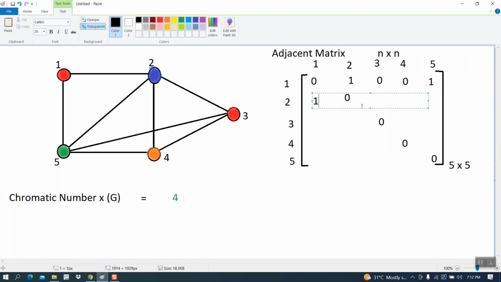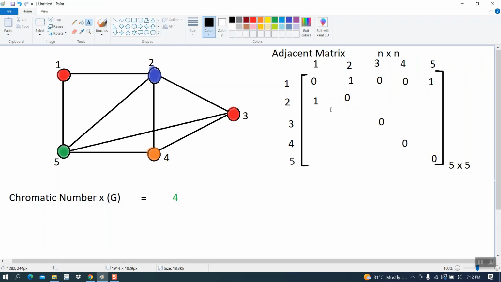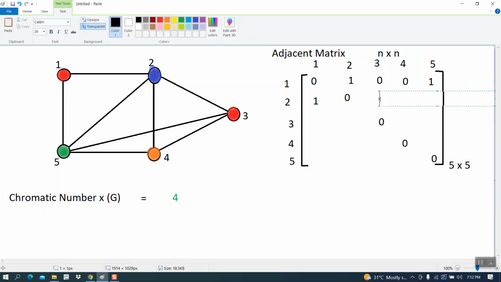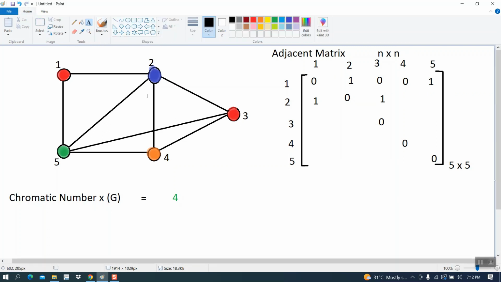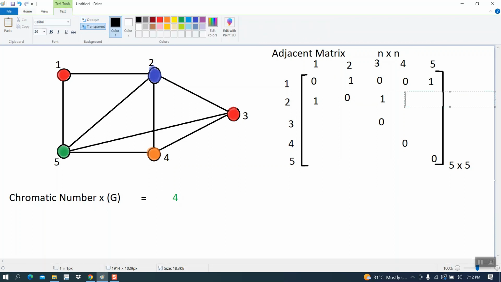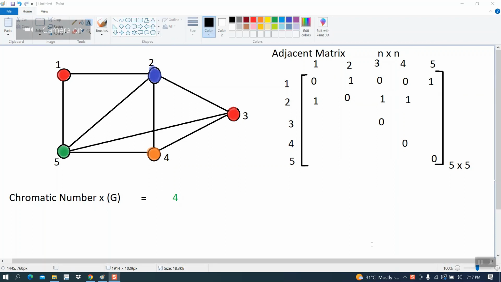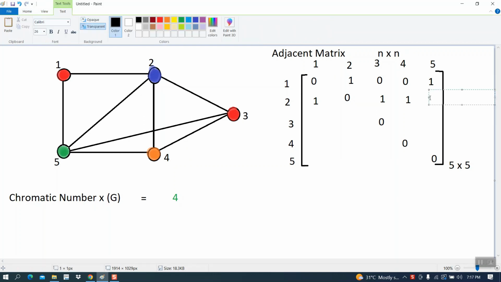Then 2 to 2, 2 does not contain any loops, so it's 0. 2 to 3, 2 can reach 3, 1 here. 2 to 4, yes, 2 can reach 4. 2 to 5, yes, 2 can directly reach 5. We have one edge from 2 to 5.